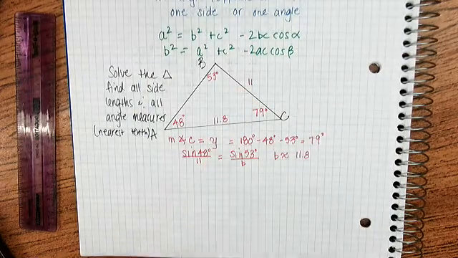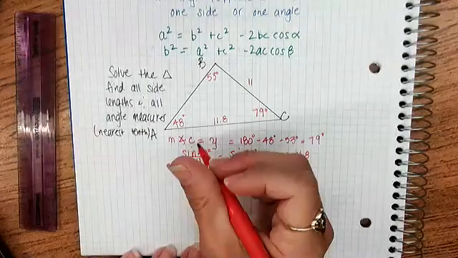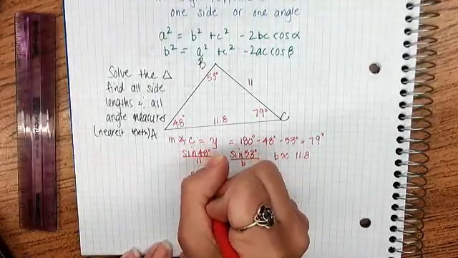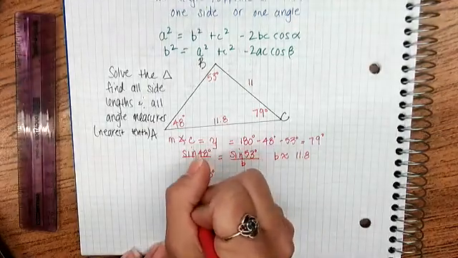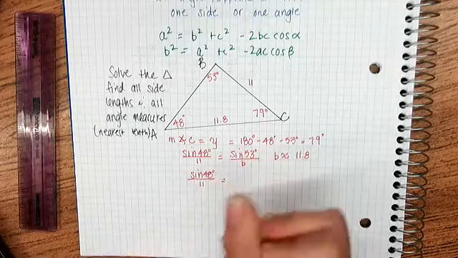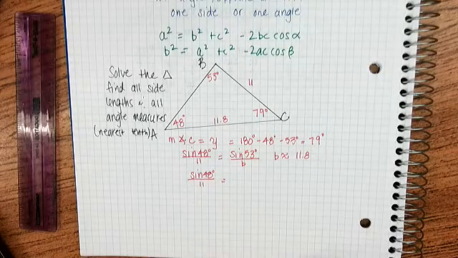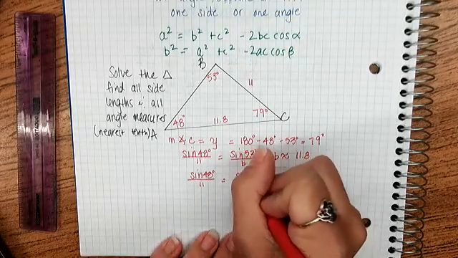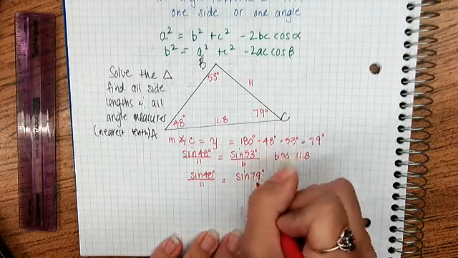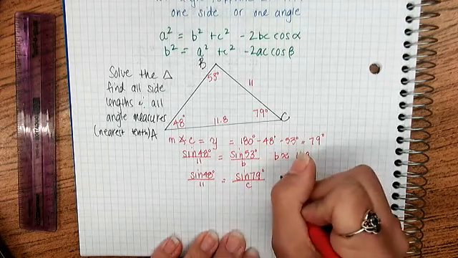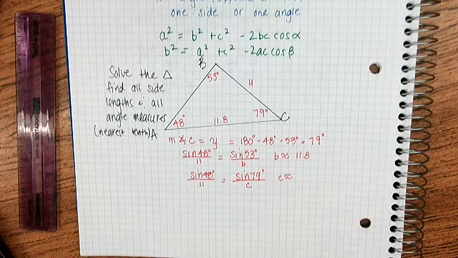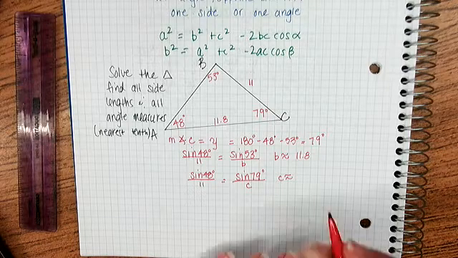Don't use the 11.8. Stick with the sine of 48 degrees over 11 because that was given to you. And that's going to equal the sine of 79 over C. So 11 times the sine of 79 divided by the sine of 48 is 14.5.